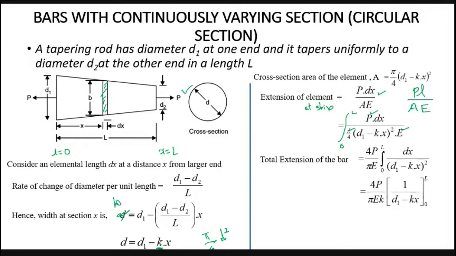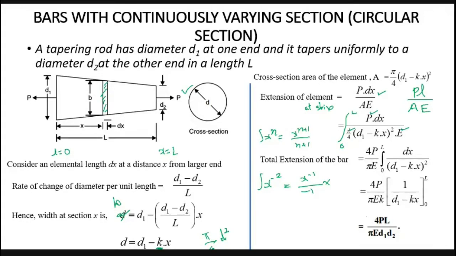When I integrate, it is like the integral of x power minus 2. We know that the integral of x power n is x power n plus 1 by n plus 1. The same formula we are applying here. So x power minus 1 divided by minus 1. So 4P by pi E k into 1 by d1 minus kx under the limit 0 to L. Now let me substitute my L value, and k is d1 minus d2 by L. We will get this.